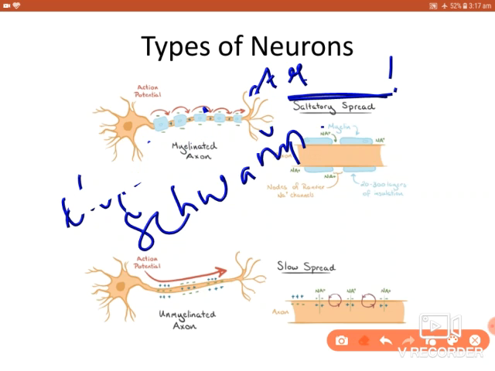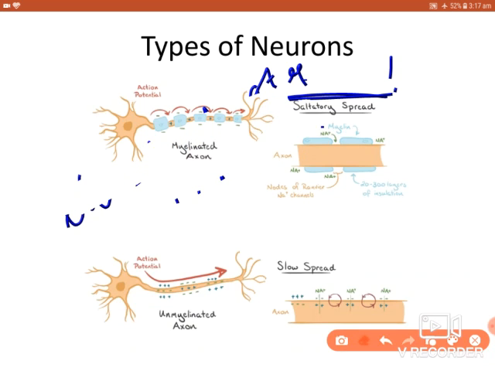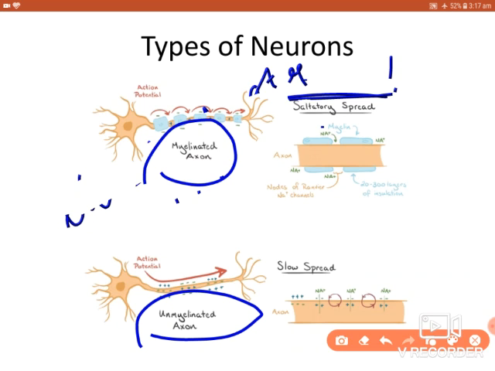Those axons which have myelin sheath are called the myelinated axons. Those which don't have myelin sheath are the unmyelinated axons. These are the short axons. Examples are the interneurons.